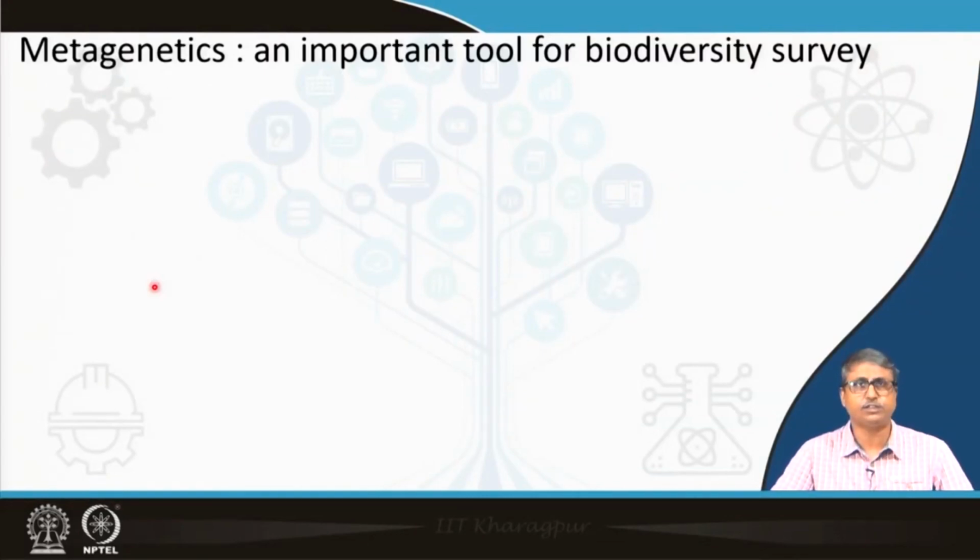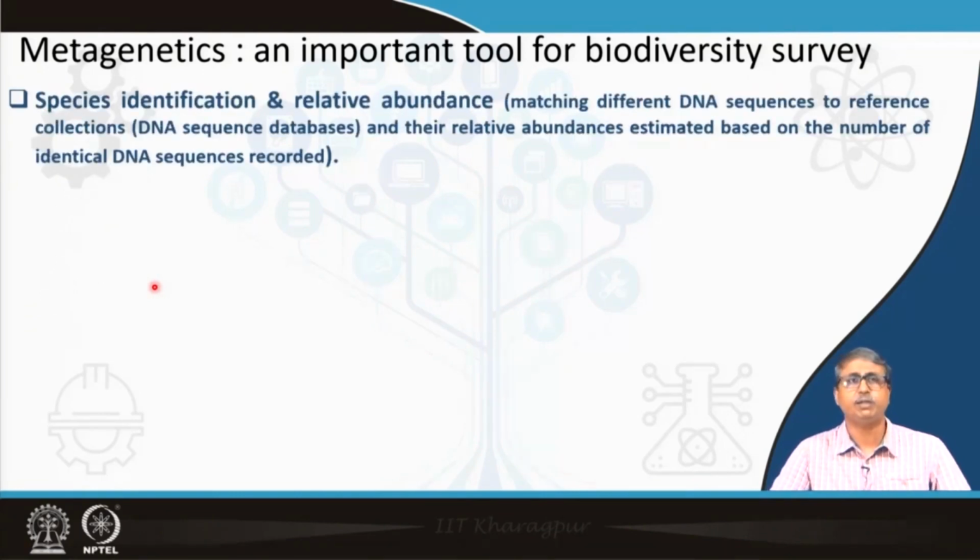So, metagenetics is an important tool for biodiversity surveys in an environmental context. The issues that metagenetics is going to address: first, species identification and relative abundance. We will be able to identify each of the microbes present, because the reads that we generate will be matched to a DNA database.